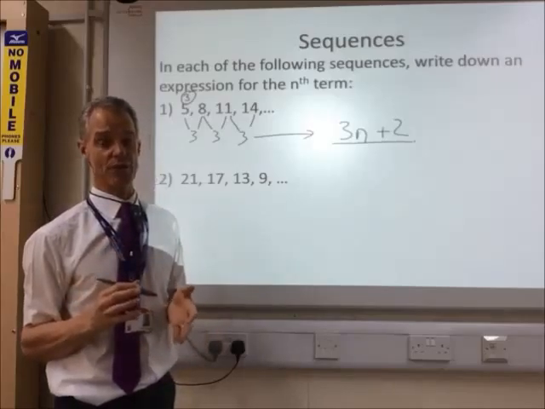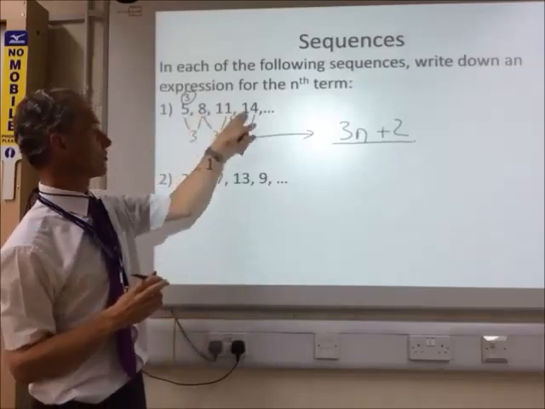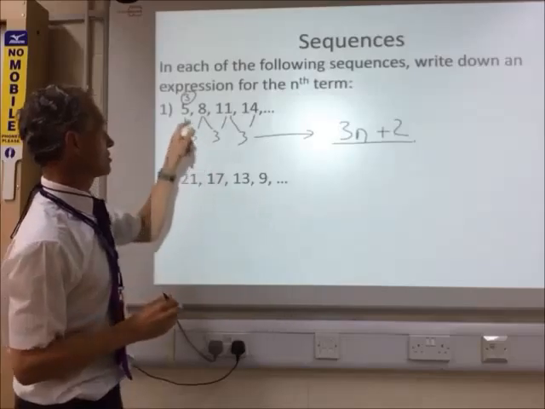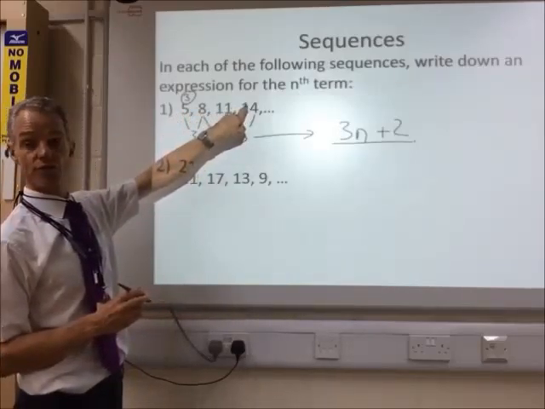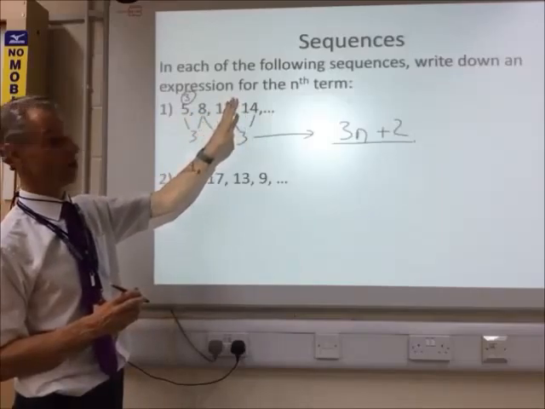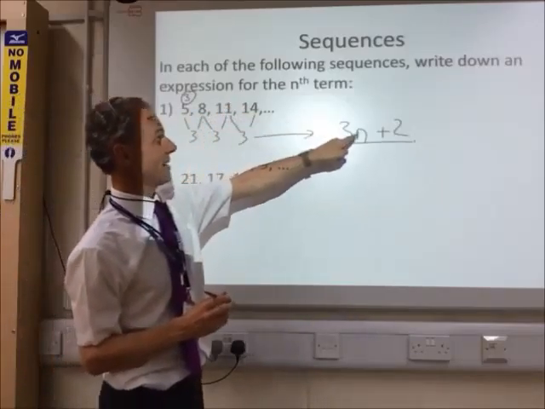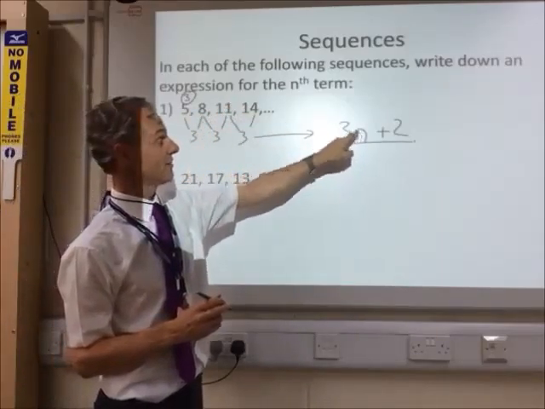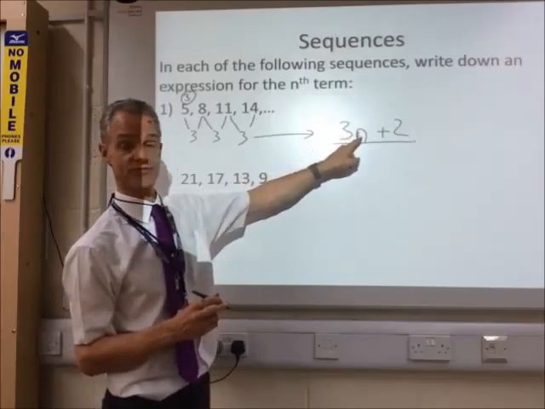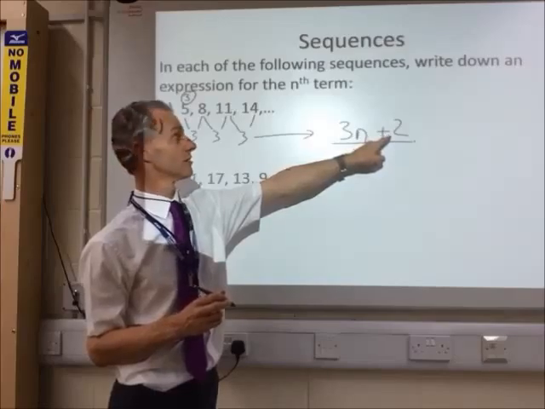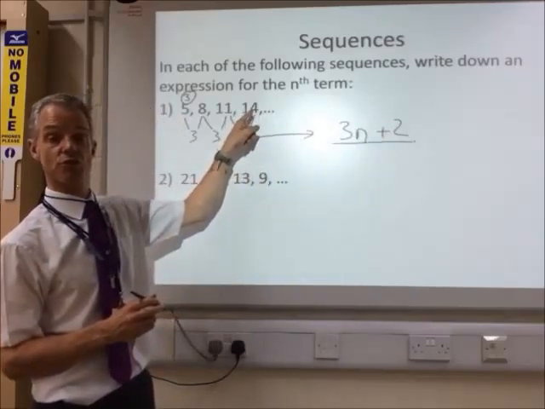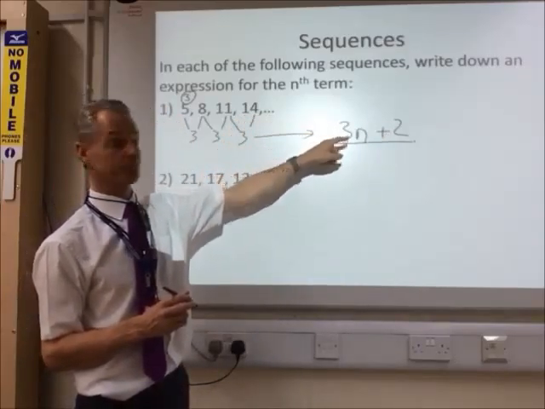If I'm not sure about that, I can actually test it on the sequence here. So for instance, I could look at the fourth term, because it's the fourth one along, and if instead of n, I put 4 in there, I'll get 3 times 4 is 12, plus another 2 gives me 14. And 14 is what the fourth term is, so I know I've got it right.